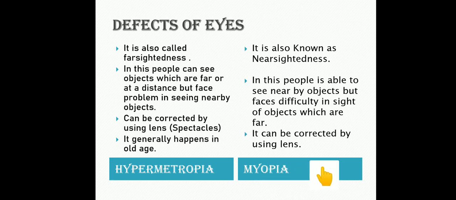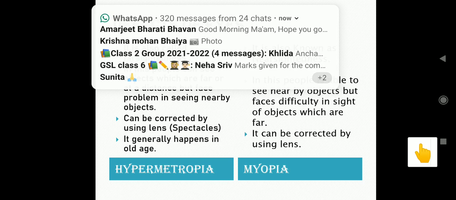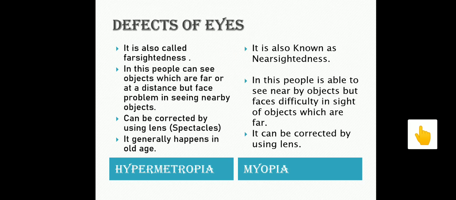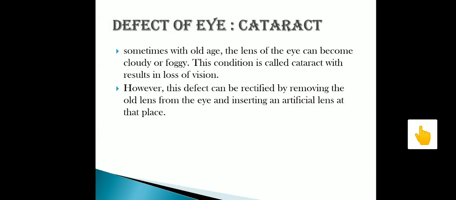The other is myopia. It is also known as nearsightedness. In this, people are able to see nearby objects, but they face difficulty in seeing far objects. This can also be corrected by using lenses. One more thing: with age, sometimes our eye lens becomes foggy or cloudy. This condition is called cataract, and it results in loss of vision. Nowadays this defect can be rectified by replacing the foggy lenses with artificial lenses.